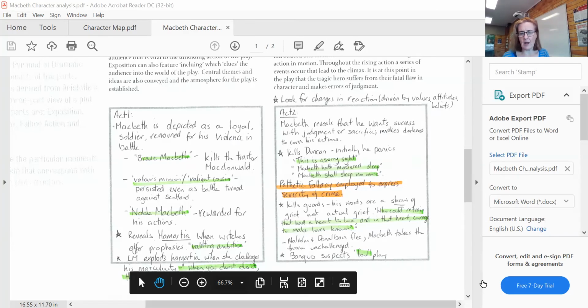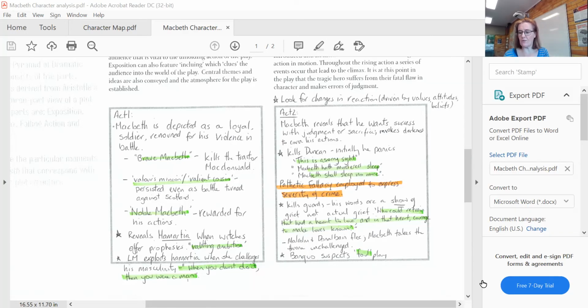You are looking at my annotated version of the dramatic structure of a tragedy, specifically for character analysis of Macbeth. Okay, and you're going to see that there are two lots of highlighting used across my document. So as I found individual quotes that were relevant to the point I was trying to make, I've included those and I've highlighted them in green.